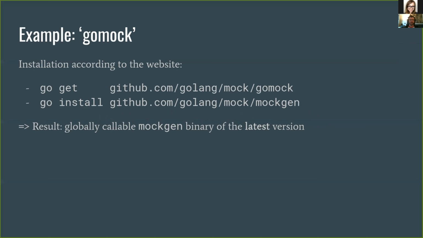So here we have one line that says go get the gomock package. That's something that we will use in our code to set up the mocks. And go install mockgen. That is the generator binary, and that's the thing that we will throw our code against, so it generates some code. Now, if we ran those things, we have a globally callable mockgen binary on our machine, and that will be of the latest version.